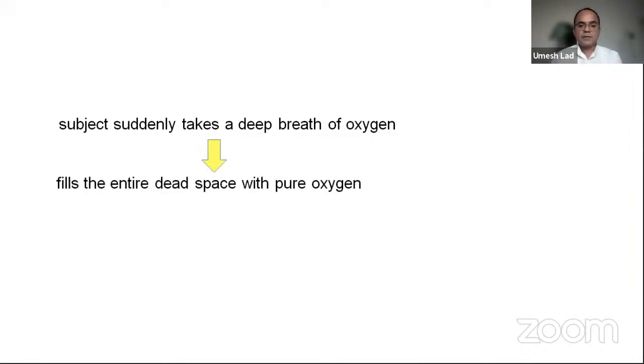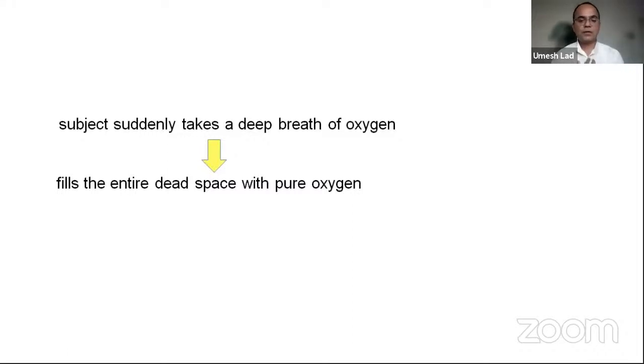Fills the entire dead space with the pure oxygen. Okay. So what is that? You are taking the person in a closed circuit now. It is not open respiration. What we are giving to the person is pure oxygen to breathe. Okay. Now what will happen due to that?